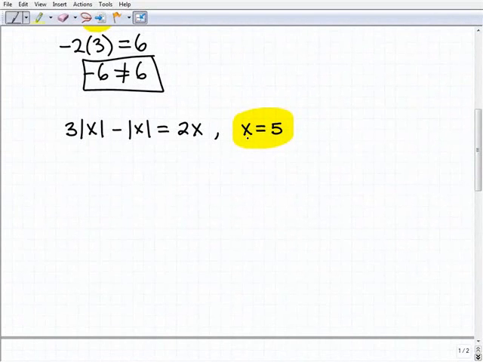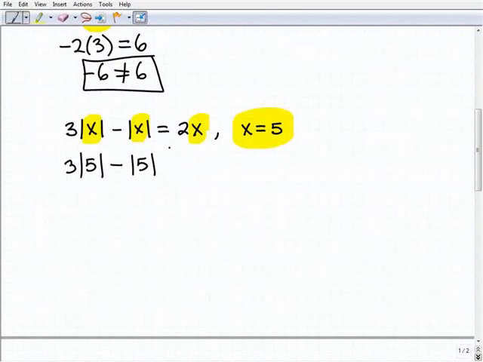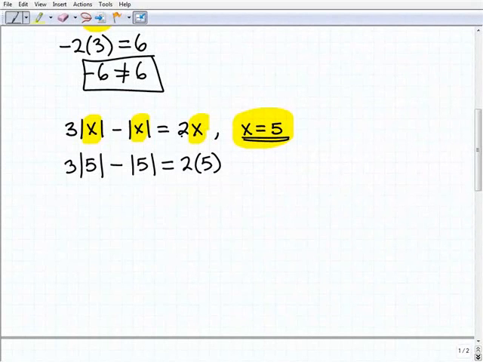So we want to check to see if x equals 5 is a solution to this equation. Once again, I'm going to plug in 5 for all these x's. So I'm going to get 3 times the absolute value of 5 minus the absolute value of 5. And we want to see if that's going to be equal to 2 times 5. Just a quick reminder: when you're plugging in values, especially for an expression like 2 times x, you always want to do that using parentheses, like I did here, 2 parentheses 5. All right, so let's go ahead and simplify this.